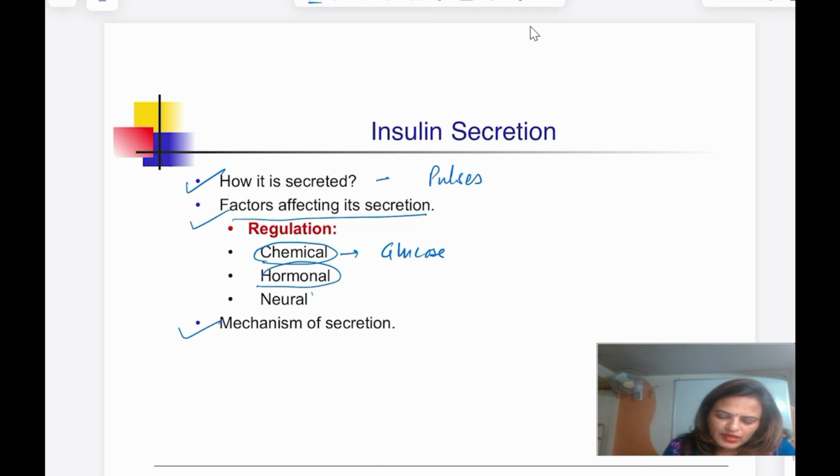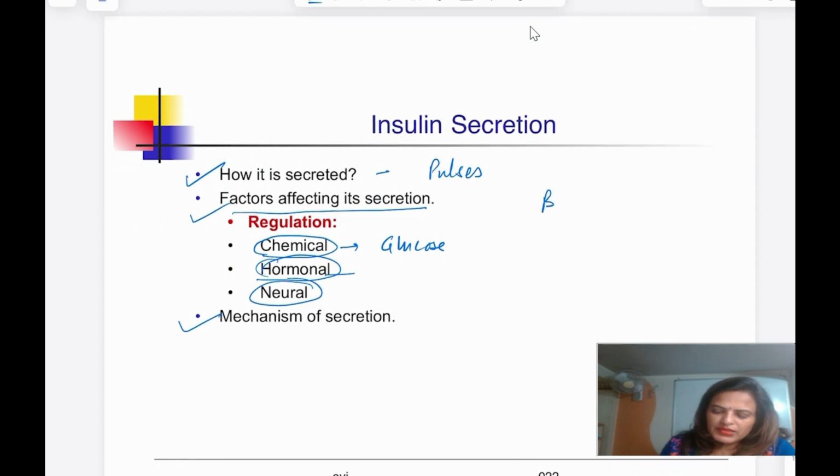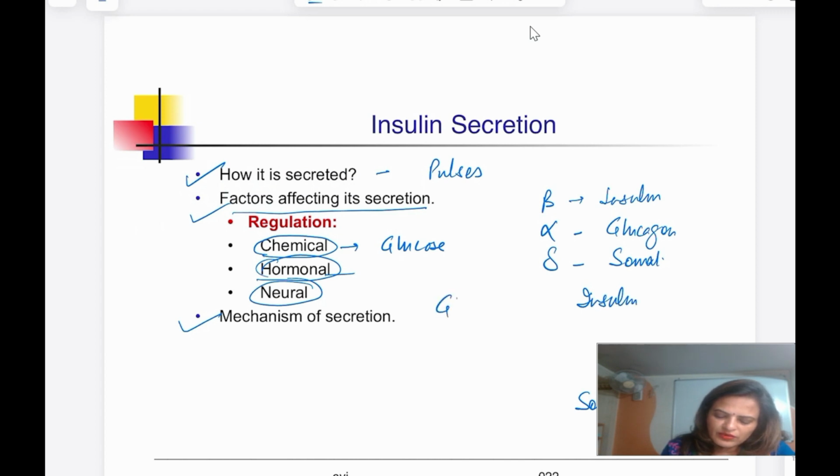Then hormonal and neural, there are many, but if you remember, I just told you the islet of Langerhans has 3 types of cells. Which are they? Beta cells, alpha, mainly delta, and pancreatic polypeptide, you just leave that. So from here insulin comes, from here comes glucagon, and from here comes somatostatin. So somatostatin, put it here, okay? Somatostatin, insulin and glucagon.